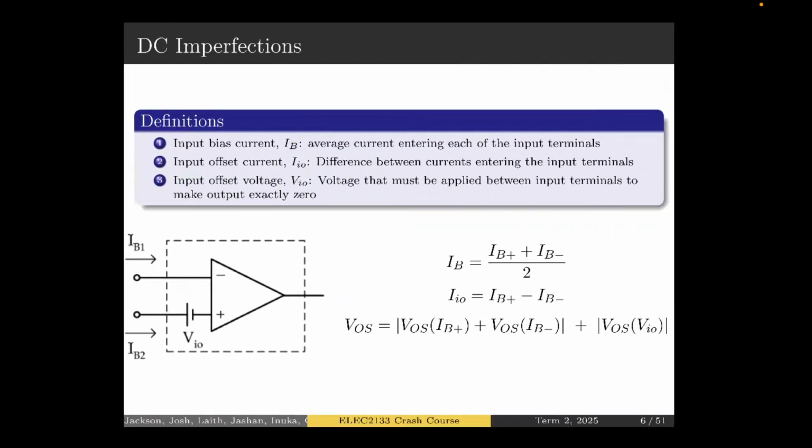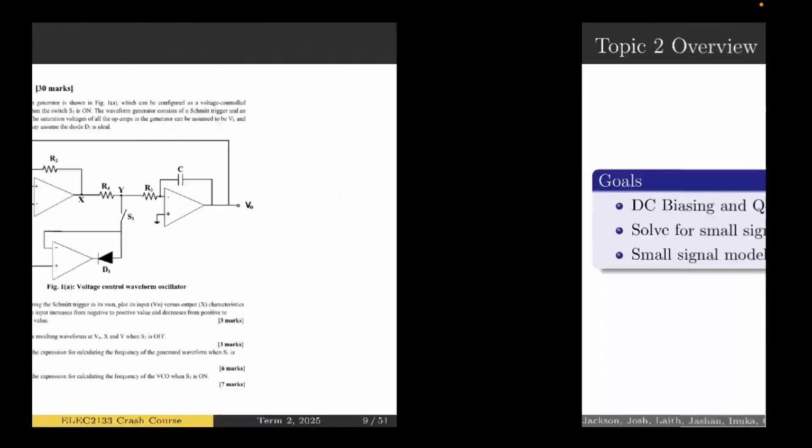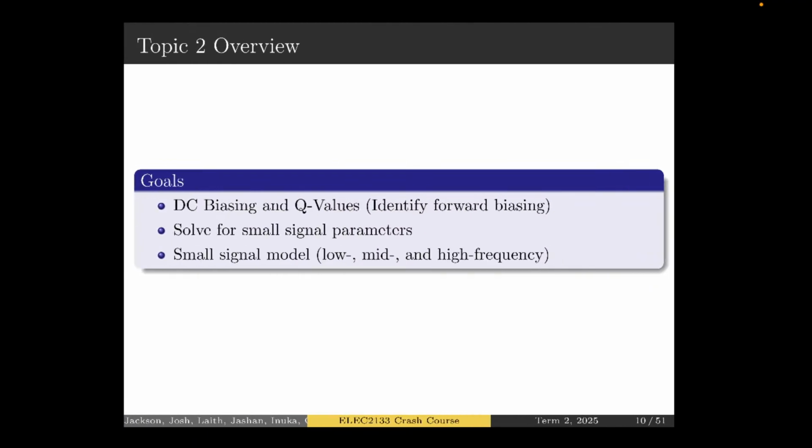Okay. Let's get to the meat of it. I'm going to introduce you back to transistors, everyone's favorite topic. I'm not going to go too in depth because I'm sure you guys have lots of practice with it, but we'll just have a quick review. So DC biasing and Q values should ring a bell. I'm going to show you how to solve for small signal parameters. And if we have time, we're kind of running out of time, we might get to this, okay?